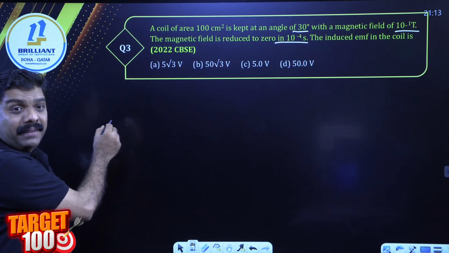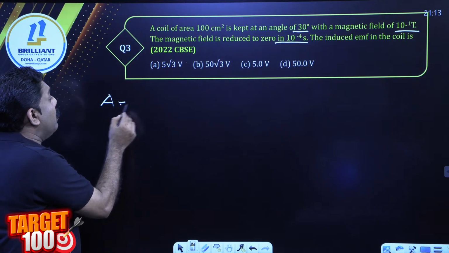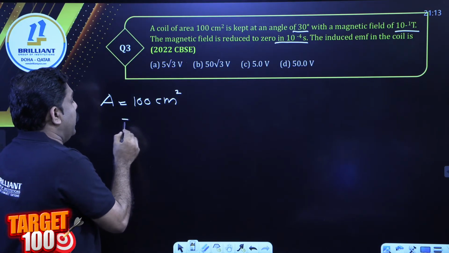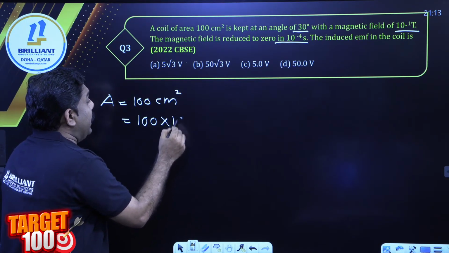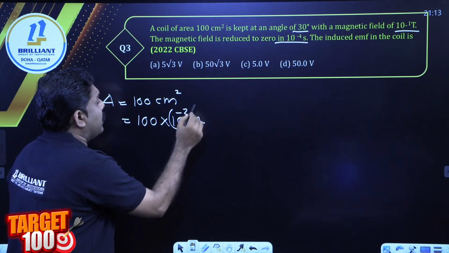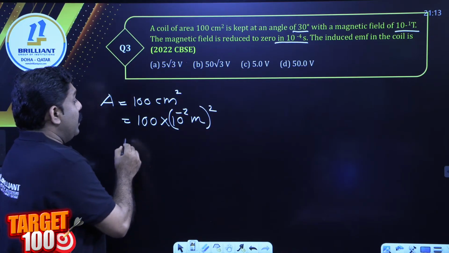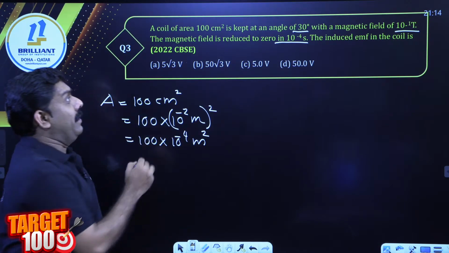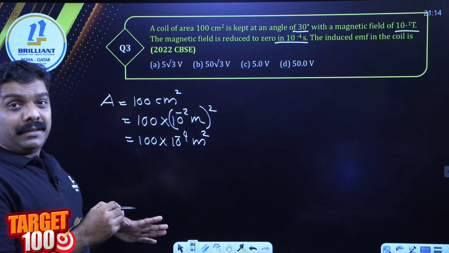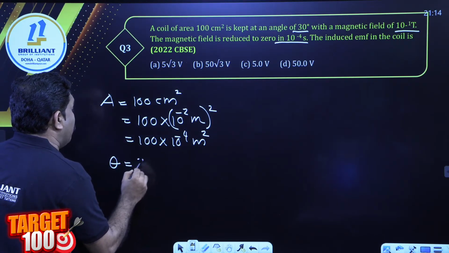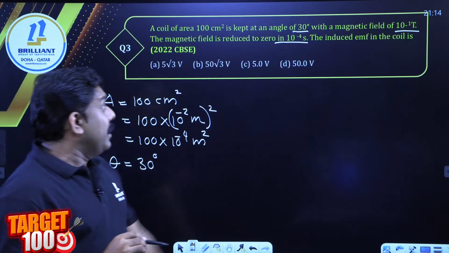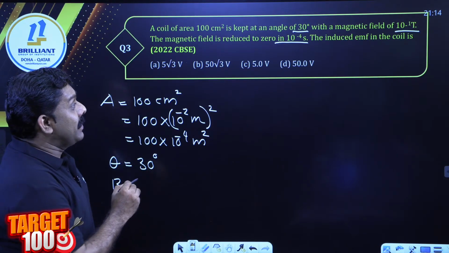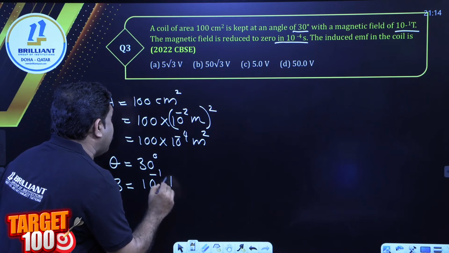What data are given? Area equals 100 centimeter square. That is 100 into (10 raised to minus 2 meter) whole square, so 100 into 10 raised to minus 4 meter square is the area. The angle theta is equal to 30 degree. The magnetic field is given, equal to 10 raised to minus 1 Tesla.